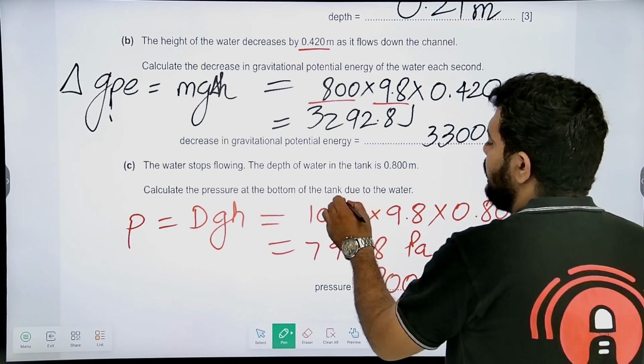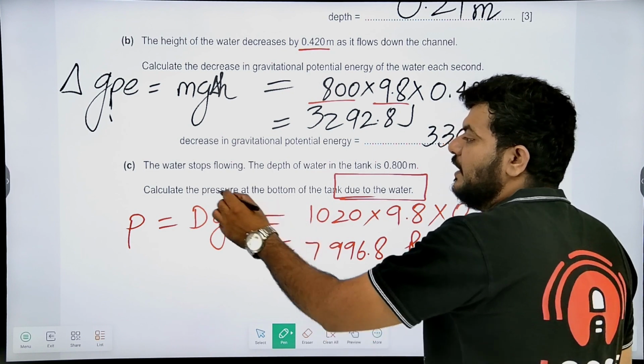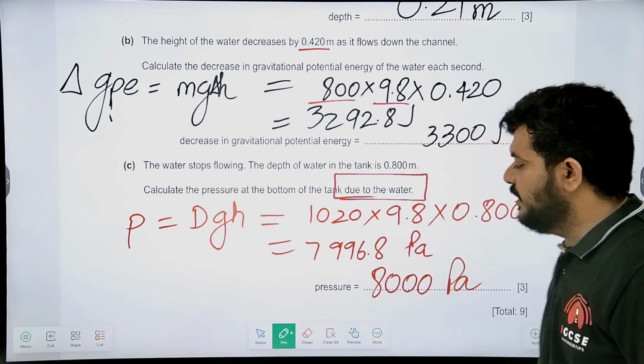Due to water, they have asked. Here they can trick us, they can write calculate the pressure at the bottom of the tank or calculate the total pressure at the bottom of the tank.